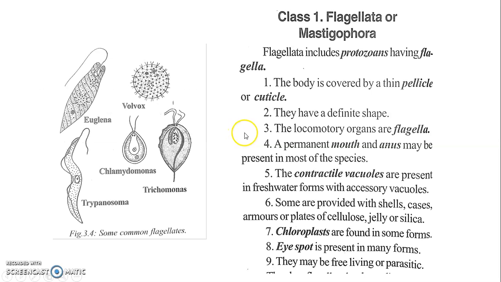Next, class Flagellata. How are organisms classified in this class? Flagellata include protozoans having flagella. It is a common character. Euglena, Volvox, Chlamydomonas, Trichomonas, Trypanosoma are examples of class Flagellata. This is a Euglena. Euglena has flagella for locomotion. Hence, they are considered flagellates.